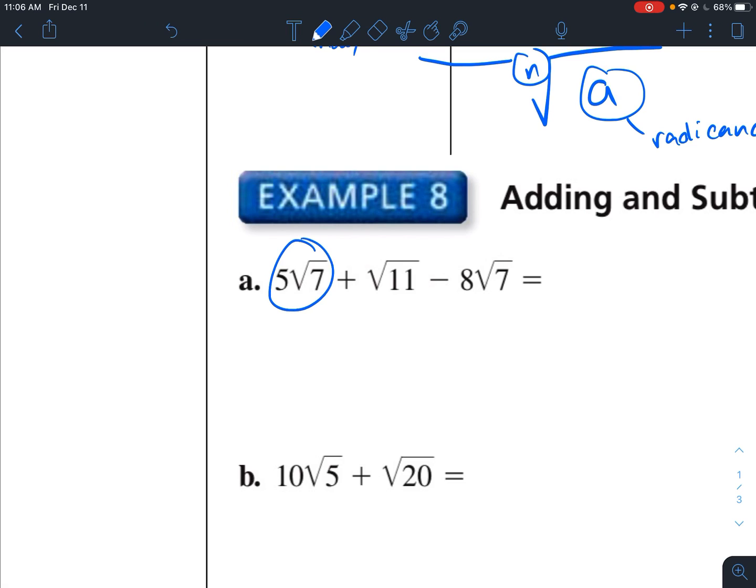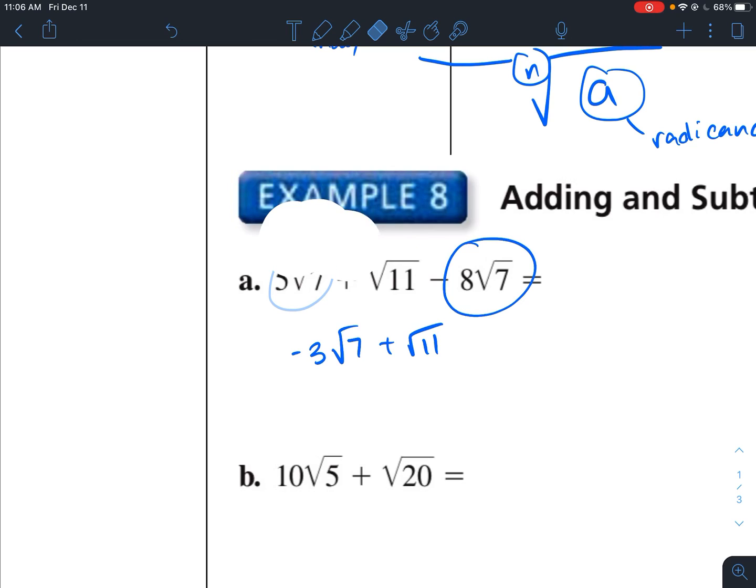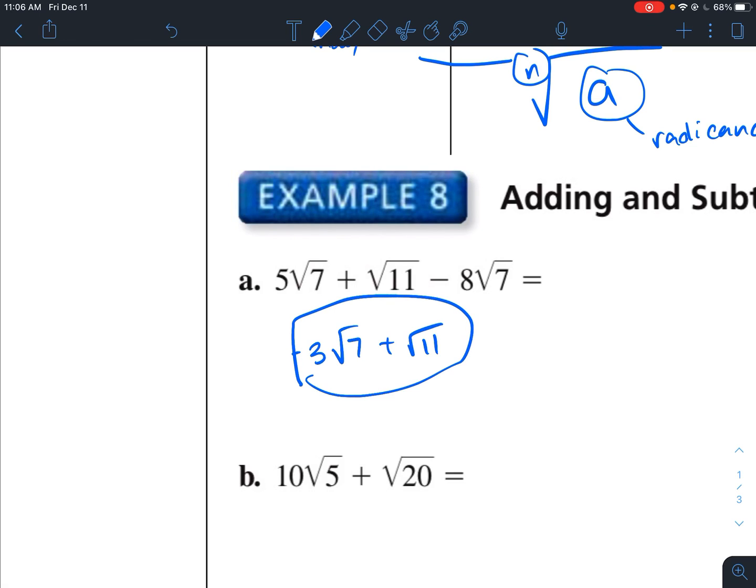Because these are like radicals, I can combine them, so this would be equal to 3 square root of 7 plus the square root of 11. And we can't do anything with the square root of 11. There are no other radicals like it, so that would be the solution right there.